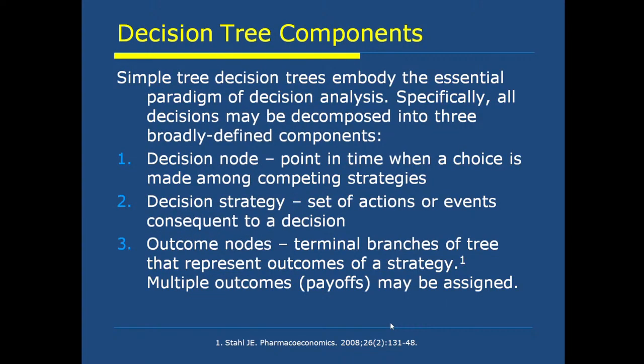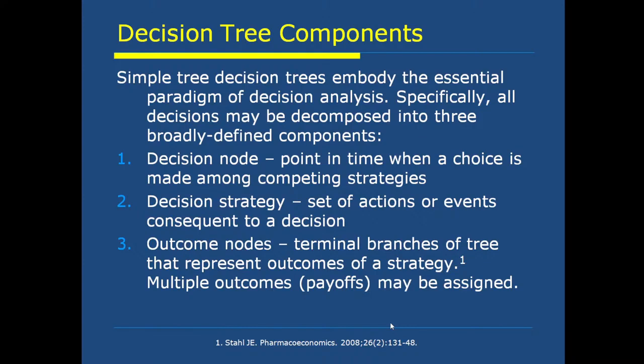Simple decision trees embody the essential paradigm of decision analysis. Especially, all decisions may be decomposed into three broadly defined components. Decision node: this is the point in time when a choice is made among competing strategies. Decision strategy: a set of actions or events consequent to a decision.